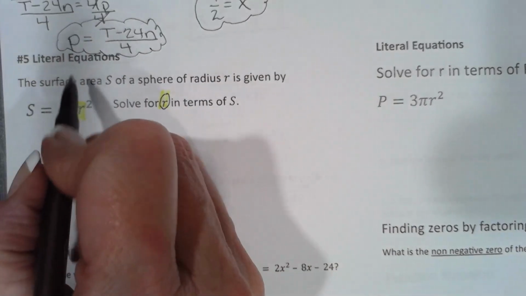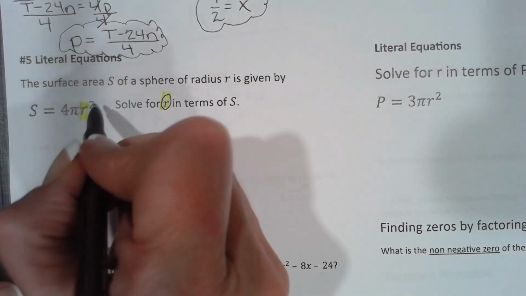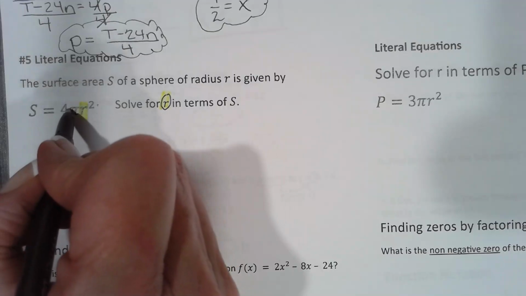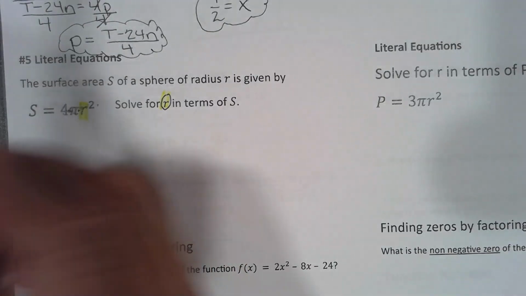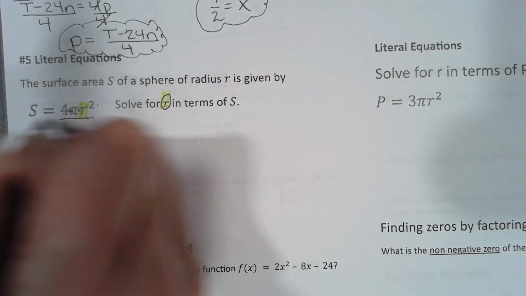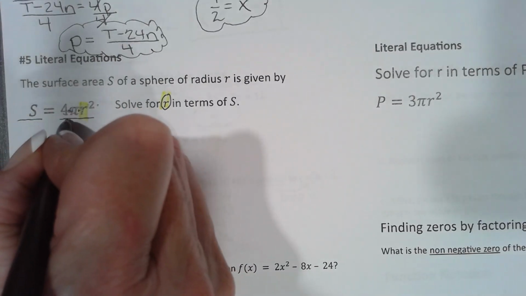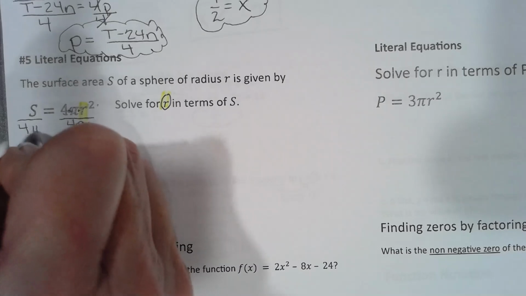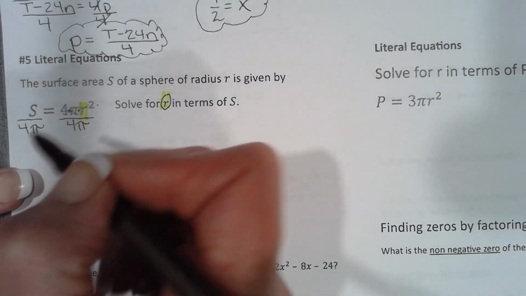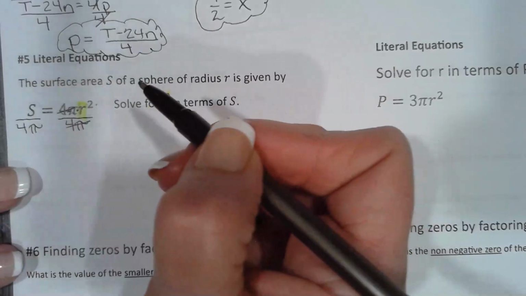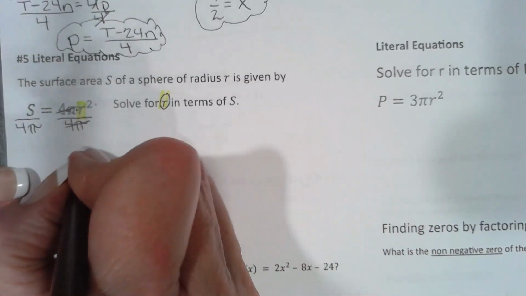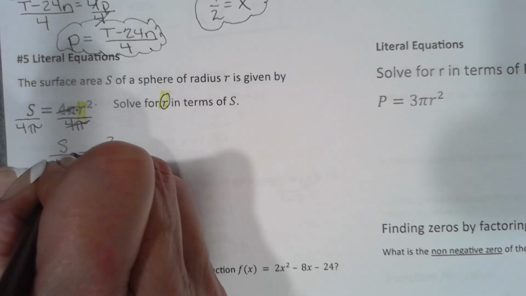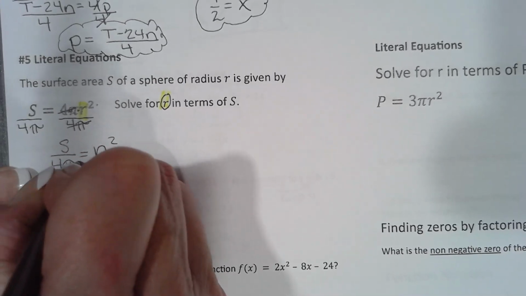So I have to move the 4, the pi, and the squared. Well, the 4 and the pi are separated from the r by multiplication. So I'm going to divide, and I can divide by both the 4 and the pi in the same step. It'll be just fine. So the 4 pi cancels out on top and bottom, and I'm left with r squared. And on this side, I'm left with s divided by 4 pi.